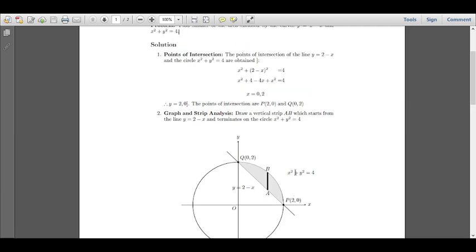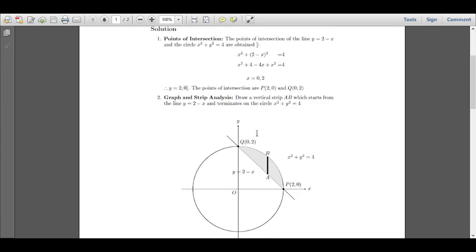And also you know that the x-intercept and y-intercept of the line are (2, 0) and (0, 2). This you can find easily, right? X-intercept: substitute y equal to 0, then 2 minus x equal to 0, x equal to 2, so (2, 0). Y-intercept: substitute x equal to 0, so y-intercept is (0, 2).